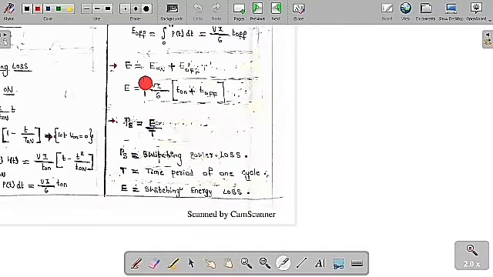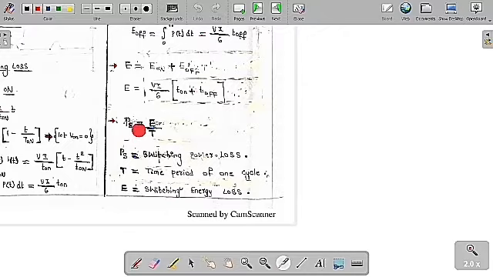Then finally I want to know how much energy is going to be lost in the switching period, in the on condition and also in the off condition. So overall energy loss in the switching condition is equal to energy loss in the on period plus energy loss in the off period. If you take the sum of these two, we get Vi/6 into (t on plus t off). This much energy is lost in the switching condition.